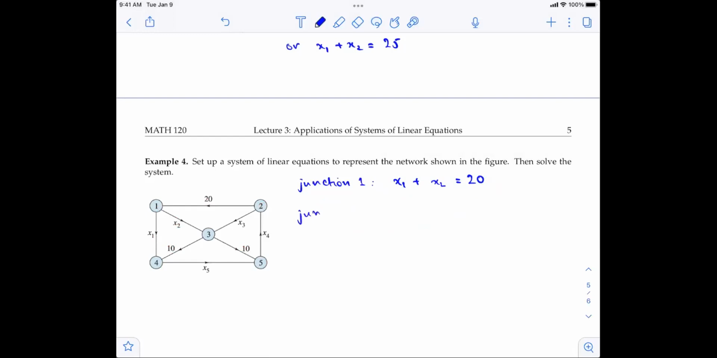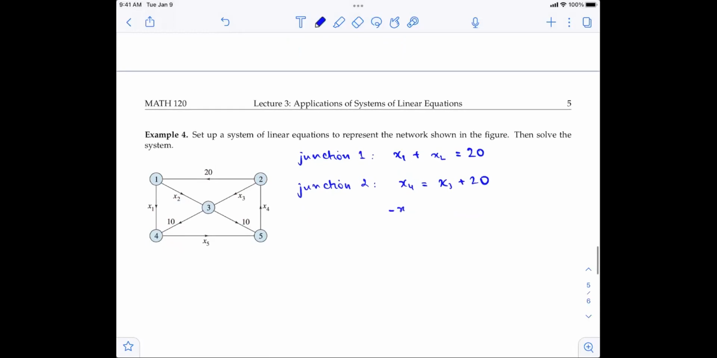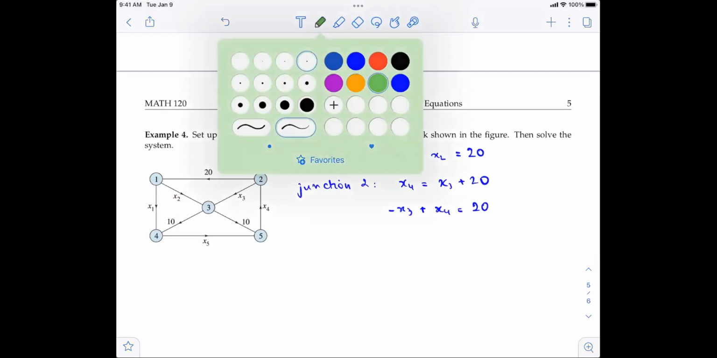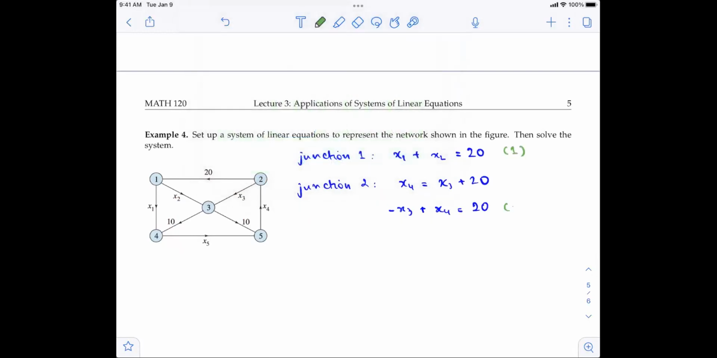Right, so in junction 2, x4 is coming in, x3 and 20 coming out. What you can do is, coming in x4 equal to x3 plus 20, or you can rewrite the equation as negative x3 plus x4 equal to 20. So this is the first equation I'm going to use. This is the second equation I'm going to use.